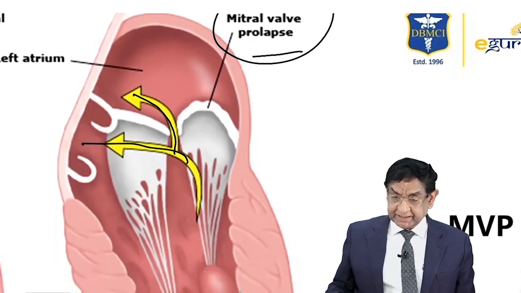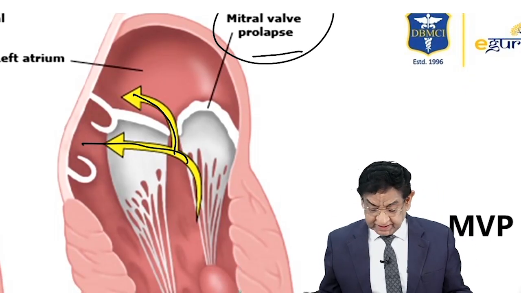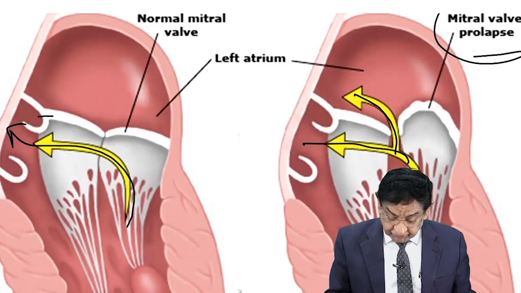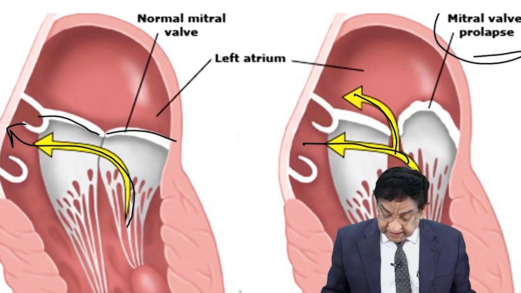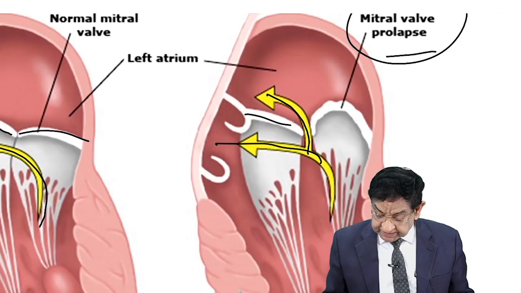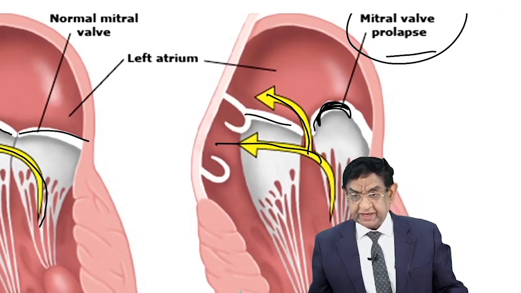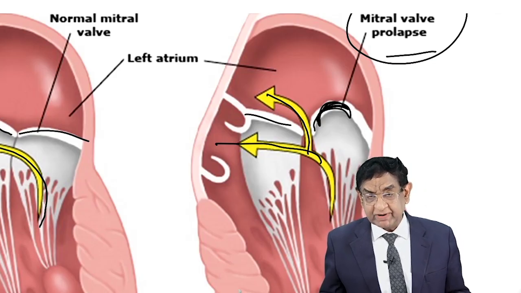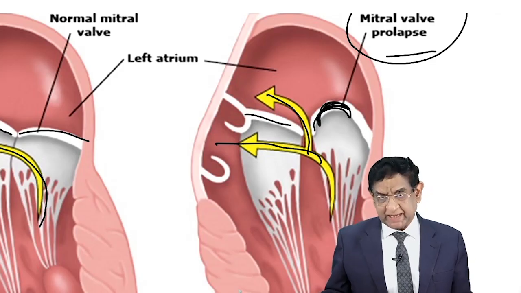Same thing has been depicted. Now you can appreciate these valves are like this, straight. And now one is there and this one is flexed, the way you have flexed your fingers, and that is definitely going to create a gap between the two valve cusps. This is the mitral valve prolapse.